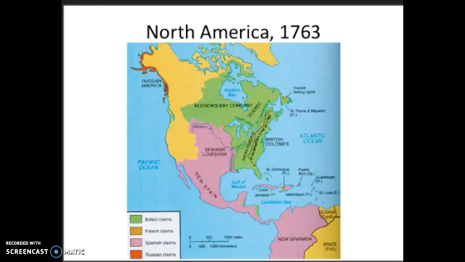If you recall, we've seen this map a couple times. After Britain defeated the French in the French and Indian War, new officials wanted to attempt to prevent colonists from moving westward. Everything in green here is now controlled by Britain, and everything in pink here is controlled by Spain. So this is called the Western Frontier.